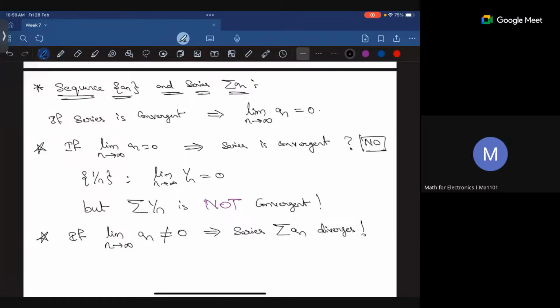Okay, so on Sunday's session, we will talk about the ratio test and the root test, which are the other two tests. And then we will talk about the radius of convergence. And we will also solve many problems in that particular session. So on Sunday.